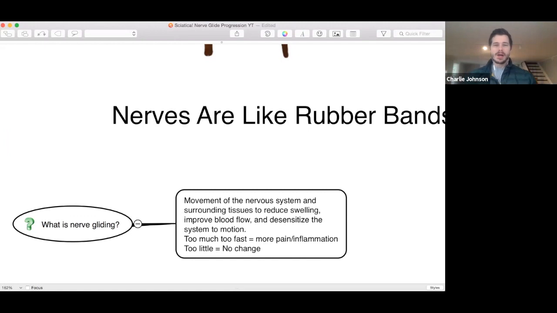What's really tricky about these things, and why so many people reach out to me and say, Dr. Charlie, I tried that and it made me worse, or I went to PT and they told me to do this thing and it made me worse, is because it was probably not artfully applied at the right time, at the right dose, given where you were at in your recovery. So too much, too fast, means more pain and inflammation. Charlie, it didn't work. It made me worse. Too little, there might be no change in symptoms.